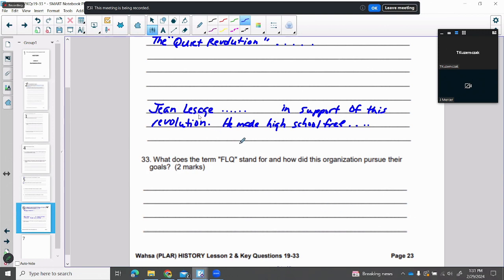And then you have the second part of the question. How did this organization pursue their goals? So that's a two-part question. You would write FLQ, and notice that's also in quotations. Stands for, so tell me what it stands for. And it says, how did this organization pursue? Like, how did they go about?